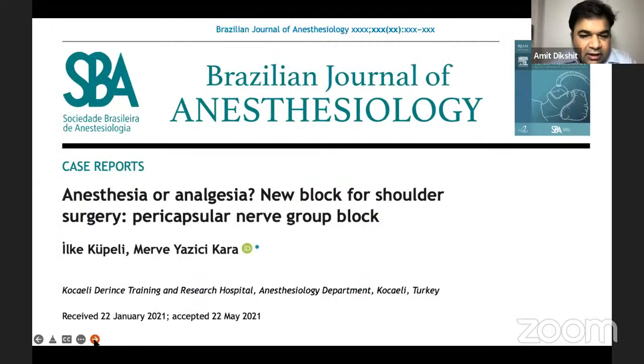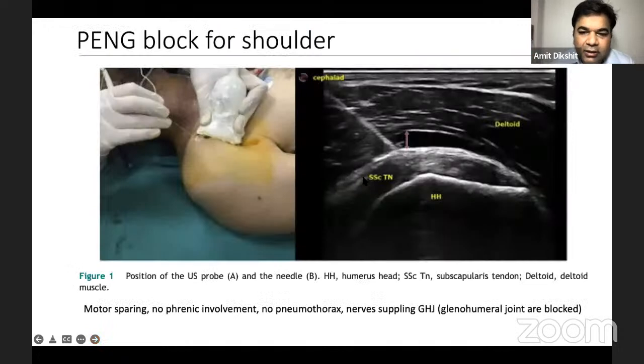Now coming to this last block called Teng block, and people have used it, and the drug is deposited just below the deltoid. You can see the probe position, and this is the subscapular tendon, and the drug is deposited between the subscapular tendon and the deltoid, and it is like an IPAC block where all the nerves supplying the glenohumeral joint are bathed, and it produces good surgical anesthesia as well as analgesia for selective arthroscopic procedures. So it is a motor sparing block as well.